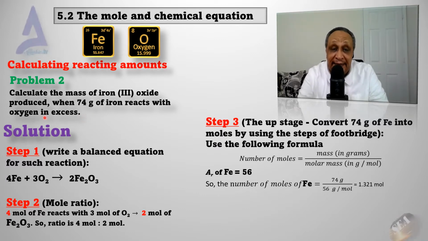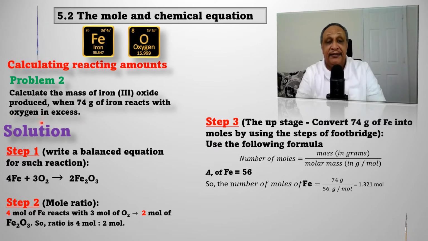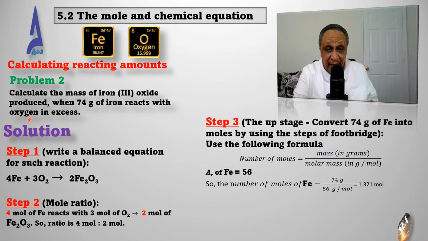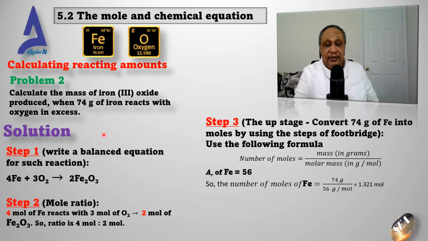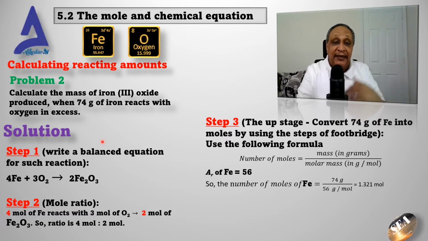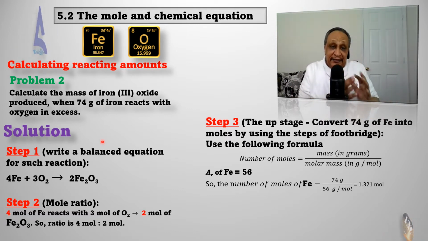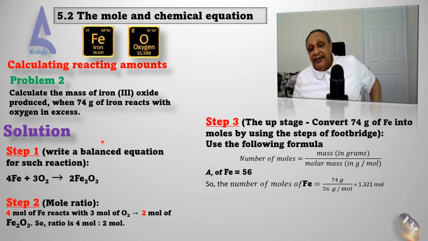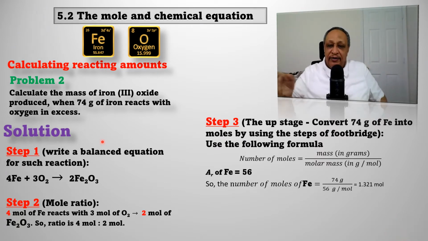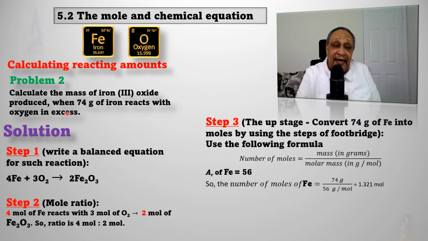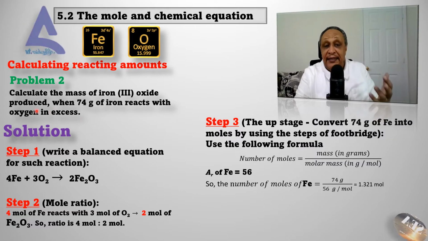Again, the words in excess mean that oxygen is in abundance, and that means there is no problem with the oxygen. Oxygen is going to be there until the iron is completely reacted with it. So in excess, in abundance, fully, completely, all these tell us that this is not a limiting reactant. We are going to talk about this in the next lecture, but leave it now. Just remember that in excess means in abundance. That means there is no problem with oxygen.